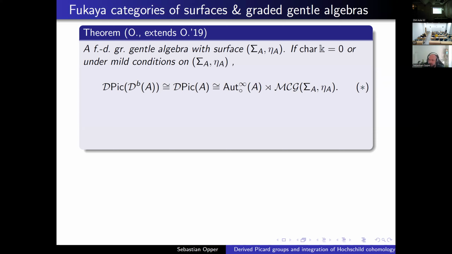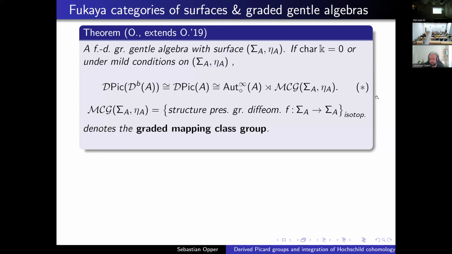And if you remember the derived Picard groups of derived discrete algebras, which are a subset of those, there was this mapping class group showing up. And what is the mapping class group? So roughly speaking, these are diffeomorphisms of your surface. But you have a bunch of structure, like these decorations and the line field, and then you can also mimic the shift functor on the geometric level. So this is where the graded stuff comes from. And then you consider all of this up to isotopy, and this group is called the graded mapping class group. So that's the geometric part that I was talking about.